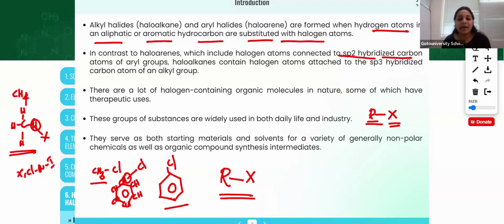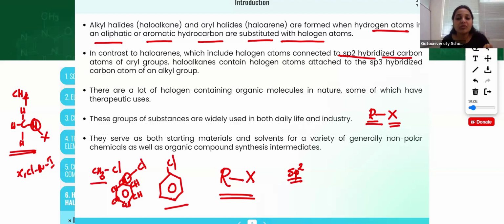We know that in the benzene ring, each carbon atom is sp2 hybridized. So in haloarenes, the halogen atom is connected to an sp2 hybridized carbon, because the benzene ring has sp2 hybridized carbon atoms. But in normal haloalkanes, the carbon atoms are not sp2 hybridized; they are simply sp3 hybridized carbon atoms. That is the difference between haloalkanes and haloarenes.